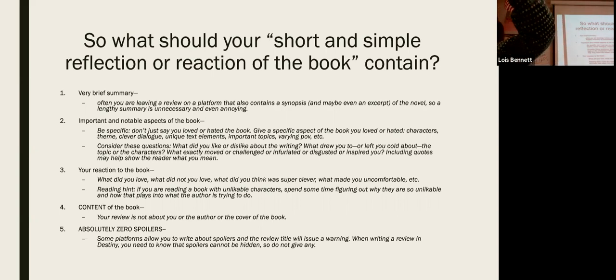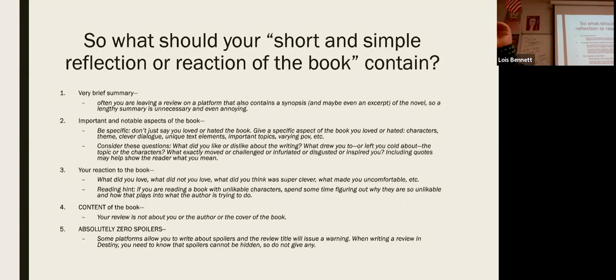Number 4, stick to content. Your review is not about the cover of the book. Your review is not about you. Your review is not about the author necessarily. It's about the content of the book. And the 5th one, no spoilers.